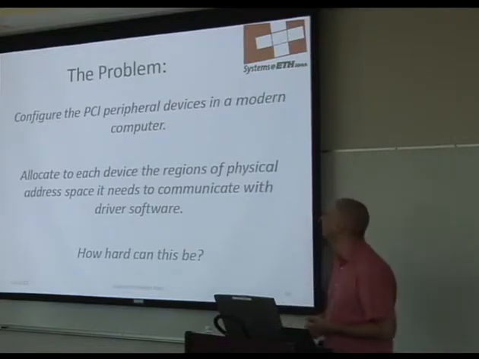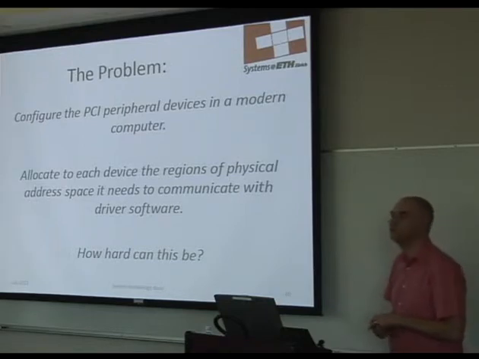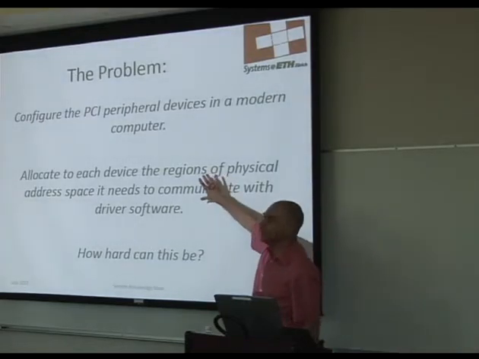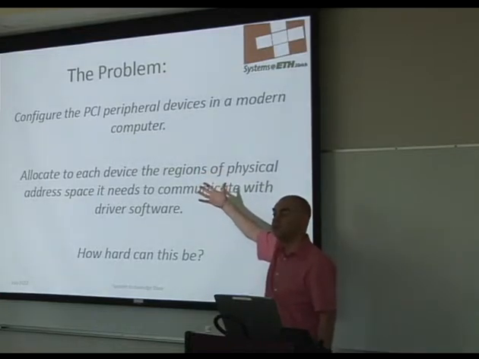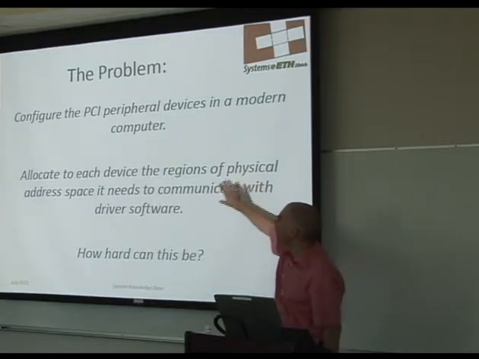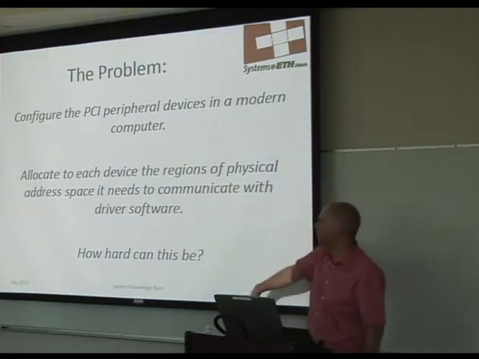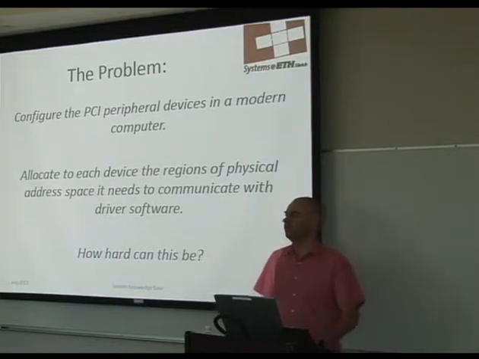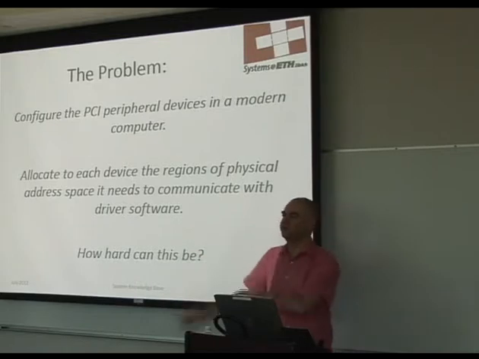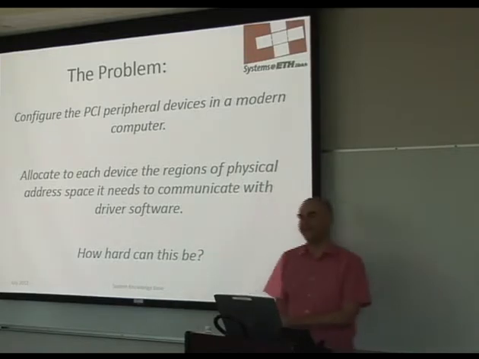The problem is this: configure the PCI peripheral devices in a machine. What you need to do is allocate to every device... I'm going to be pretty free and loose with PCI jargon here, so if you're a real PCI purist, I'm going to confuse functions and devices and so on. But allocate for each device the regions of physical address space it needs to communicate. That's all you've got to do, right? Tell the machine what devices I have, give them the right address ranges. How hard can it be?